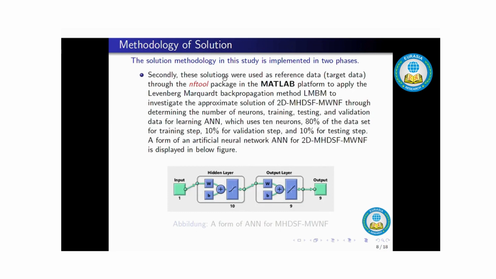And then second, these solutions were used as reference data or target data through the NFTool package in the MATLAB platform to design the Levenberg-Marquardt backpropagation method, or LMPM, to study the approximate solution of the flow model through determining the number of neurons, training, testing, and validation data for training the artificial neural networks, which uses, as shown here, 10 neurons, 80% of the data set for the training step, 10% for the validation step, and 10% for the testing step.